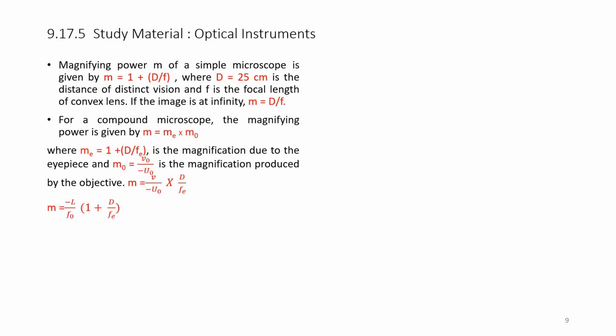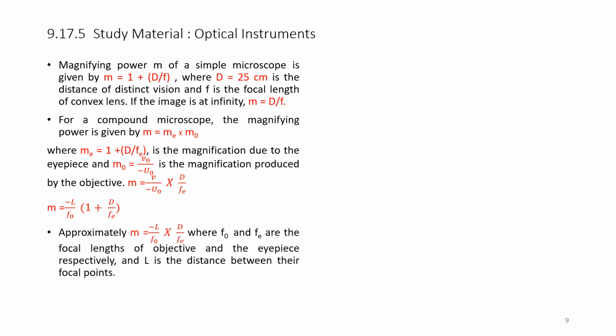M is equal to minus of L by f naught into 1 plus d by fe. Approximately, m is equal to minus of L by f naught into d by fe, where f naught and fe are the focal lengths of objective and eyepiece respectively, and L is the distance between their focal points. F naught or Fo both are same.